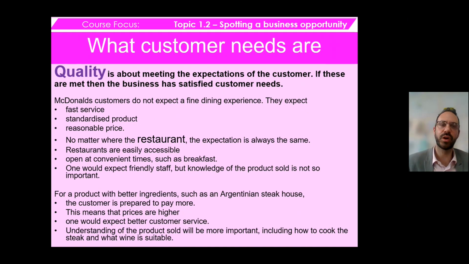Sorry. So the next one is quality. It's about meeting the expectations of the customer. If they're met, then the business has satisfied that customer need. So McDonald's customers don't expect a fine dining experience because they expect fast service, standardized product, and a reasonable price. However, if you're going to an actual fancy restaurant, you're expecting high quality food, high quality service, high quality meats, and so forth, that's all part of the quality.